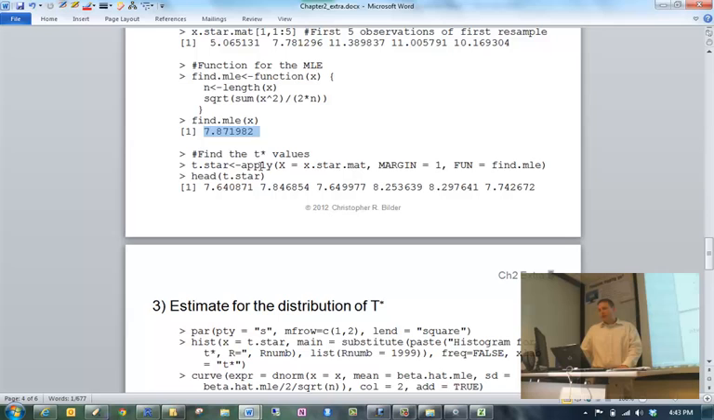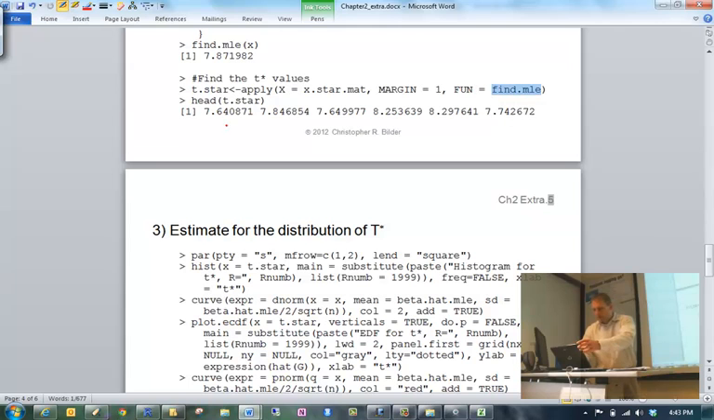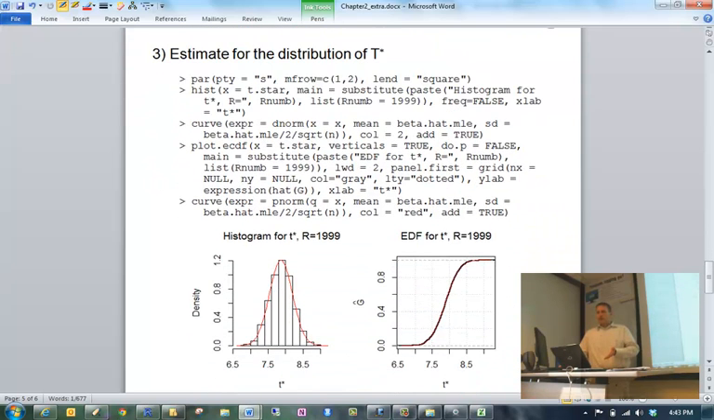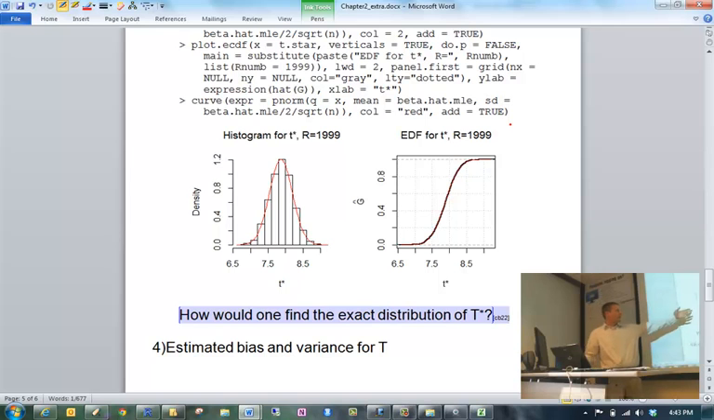Now let's do it with the resamples. I say apply to my matrix of resamples by row, the function I want to apply every single time, find.mle, and here we go. So T1 star, T2 star, and so on. I can then estimate the distribution of T star through these resamples by looking at a histogram, and also at an EDF plot. If I want, I can also find expected values, just like what we did in the previous example.